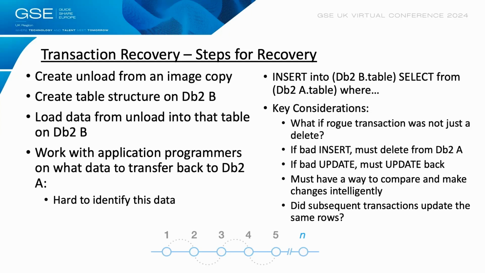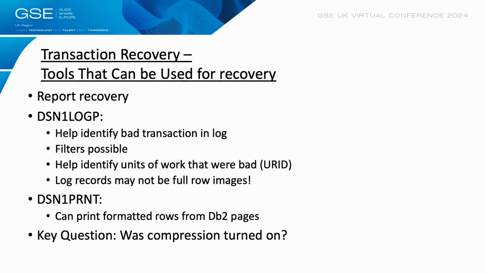So again, it makes things harder and harder each step, and that's subsequent transactions updating the same rows. So you might be looking back 4, 5, 6 transactions. Again, it's hard to know, but you can see the complexity.